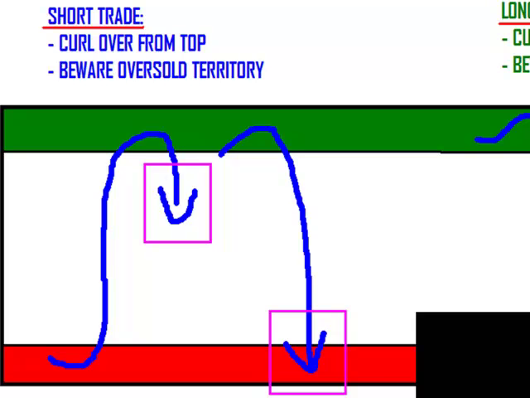That means that, of course, momentum went all the way to the top and now is beginning to curl back down, and now we can of course take a short right here in hopes that momentum will continue to push this thing all the way down.